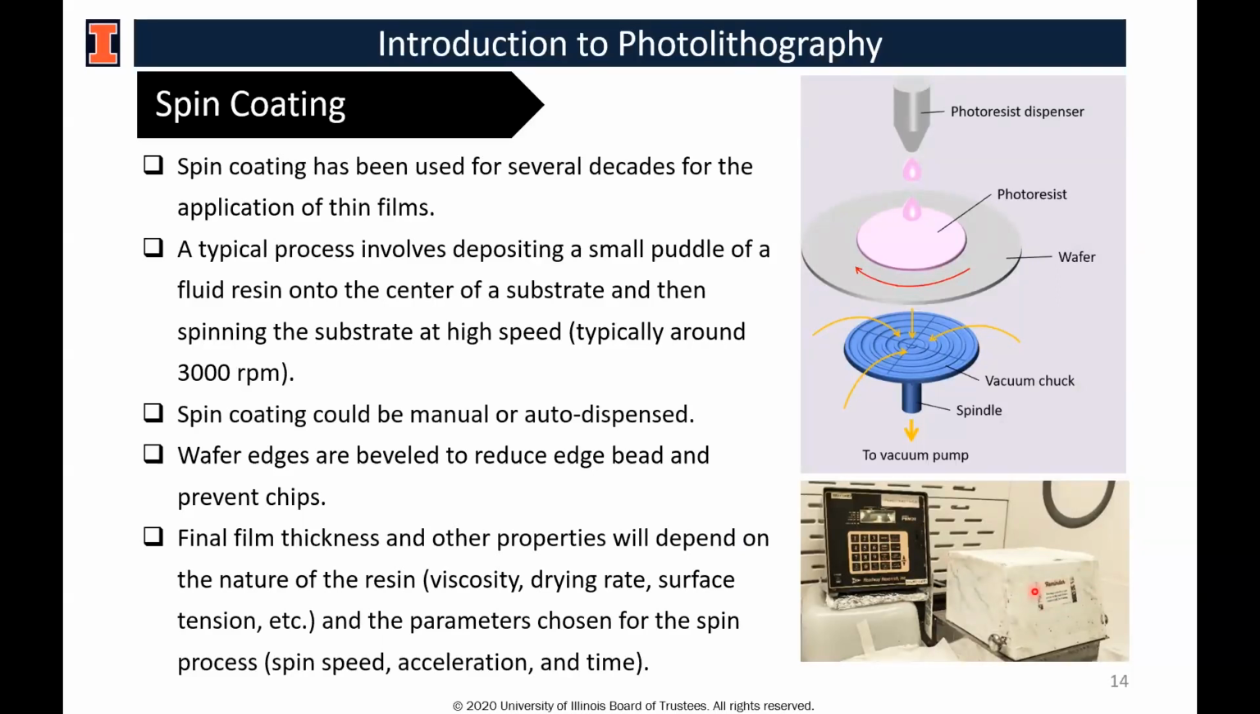The final film thickness and other properties actually depend on the nature of the photoresist, the viscosity, drying rate, surface tension, things like that, and the parameters we choose for the spin coating process, like the spin speed, acceleration, and the time. Of course, the more viscous the photoresist is, the thicker the thin film can be. The higher the spinning speed, the thinner the thin film can be. If you want to know the thickness as a function of spinning speed, you can also check the data sheet of the photoresist.